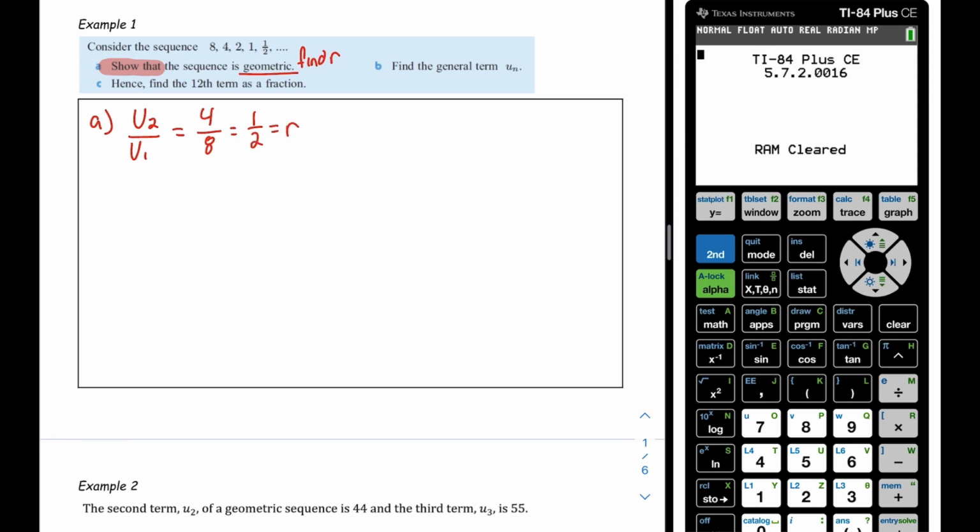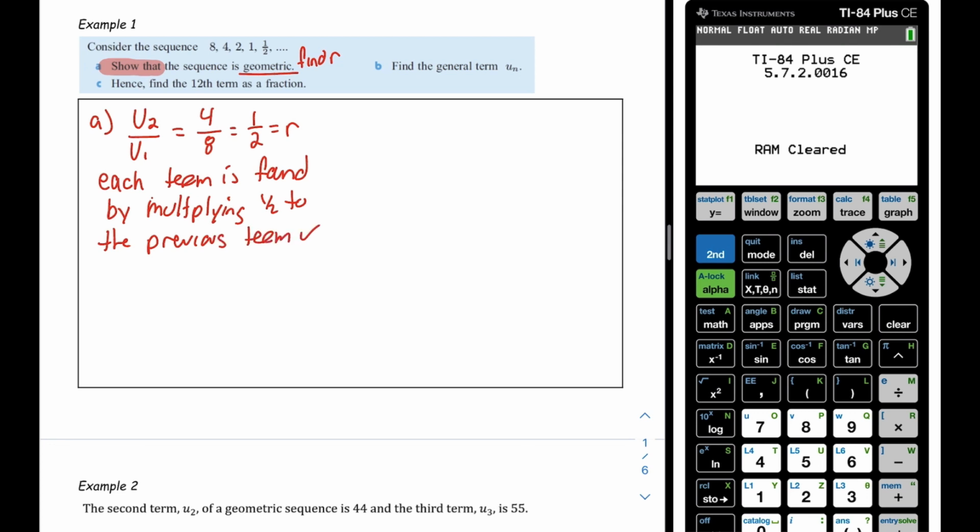So in order to show that it's geometric, we can say each term is found by multiplying 1/2 to the previous term. And we just showed that we have a geometric progression. Question B, find the general term un. Well, un is always going to be our first term, which is 8, times our common ratio, which is 1/2, and 1/2 is raised to the exponent n minus 1.